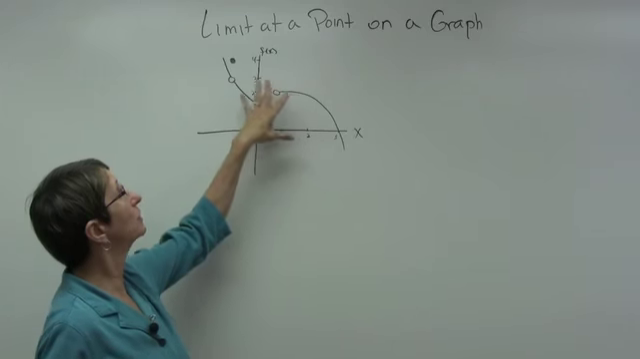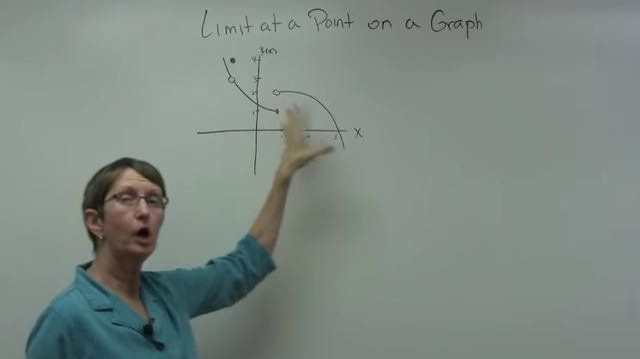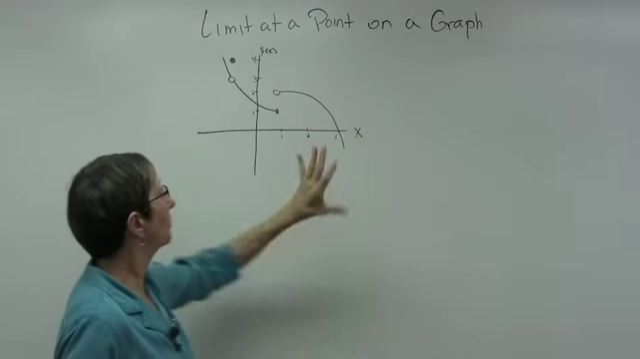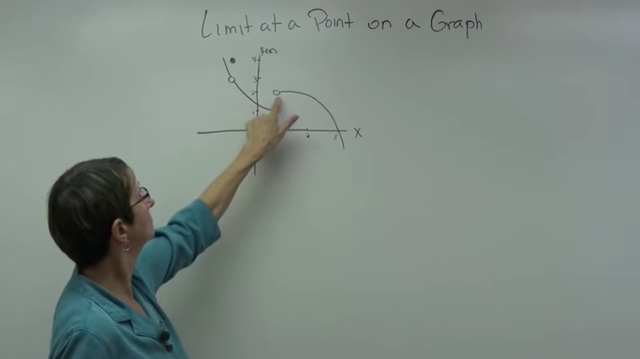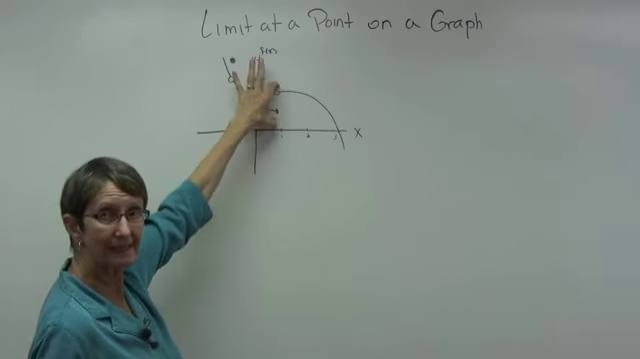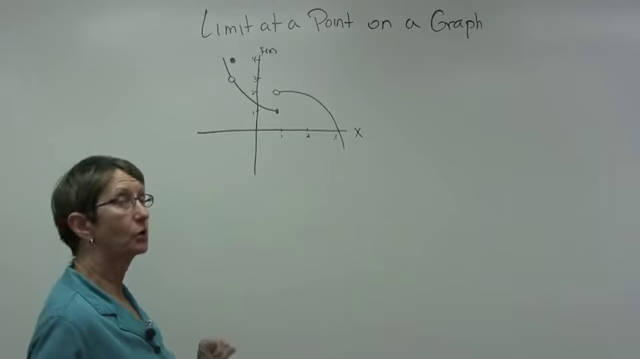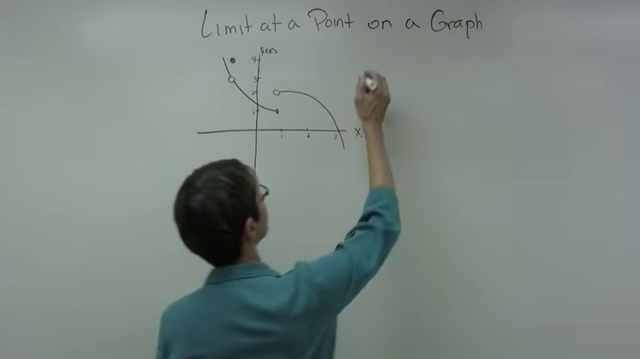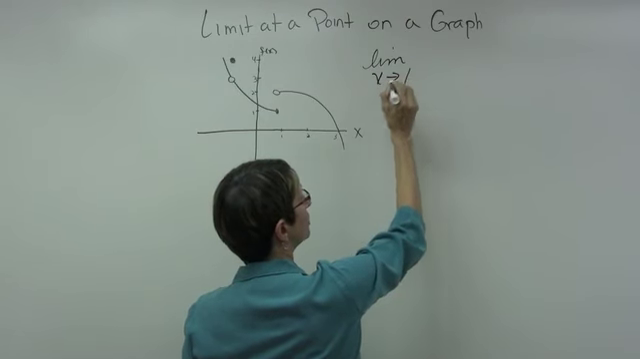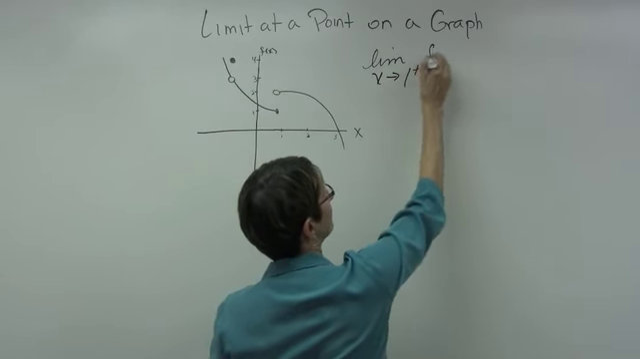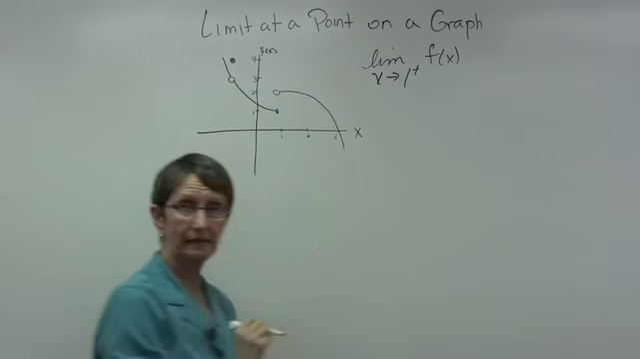In this section, we're going to look at the limit at a point on a graph. So I have a graph up here. I have some holes in the graph. Got a space between here. So let's first look at the limit as x approaches 1 on the right of f of x.